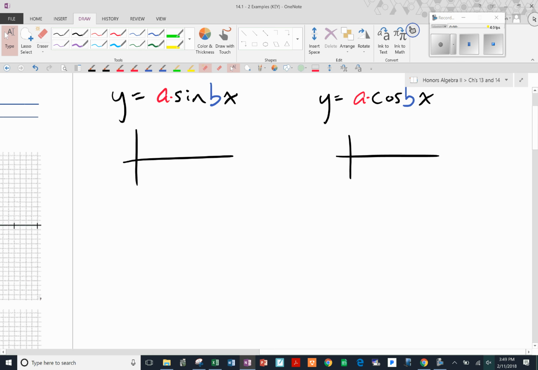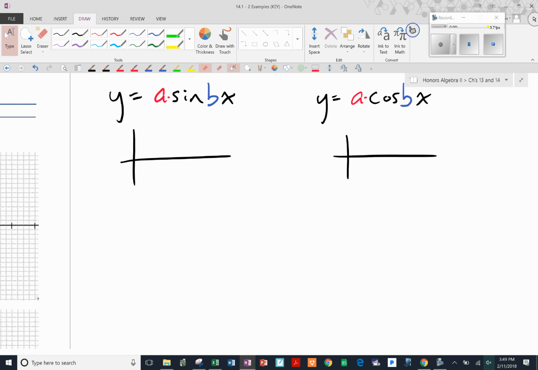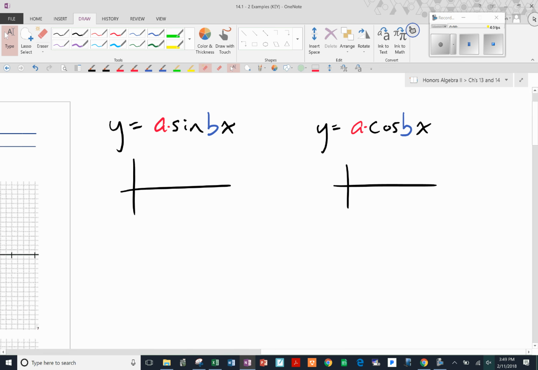So given these two functions, y equals a sine of bx or a cosine of bx, sine and cosine are very similar functions. They're considered to be sinusoidal functions. They're both periodic, meaning that we have a repeating pattern. It's the same y values that repeat for a certain number of x values. And we'll talk about what that period is in a second.